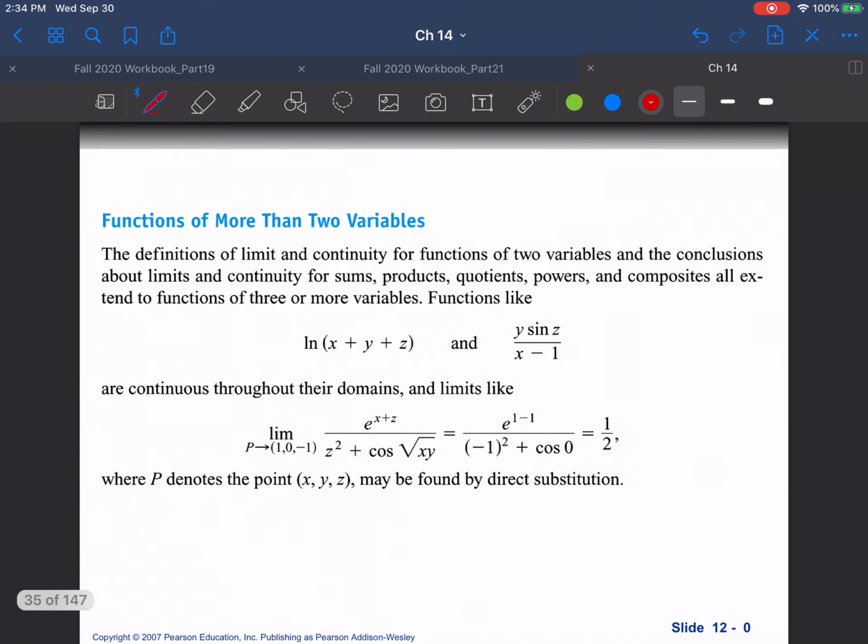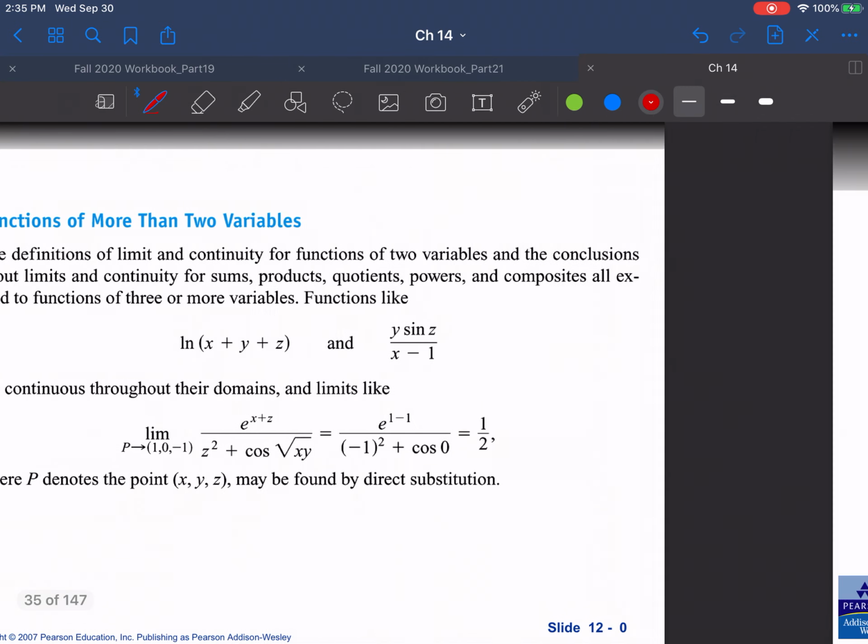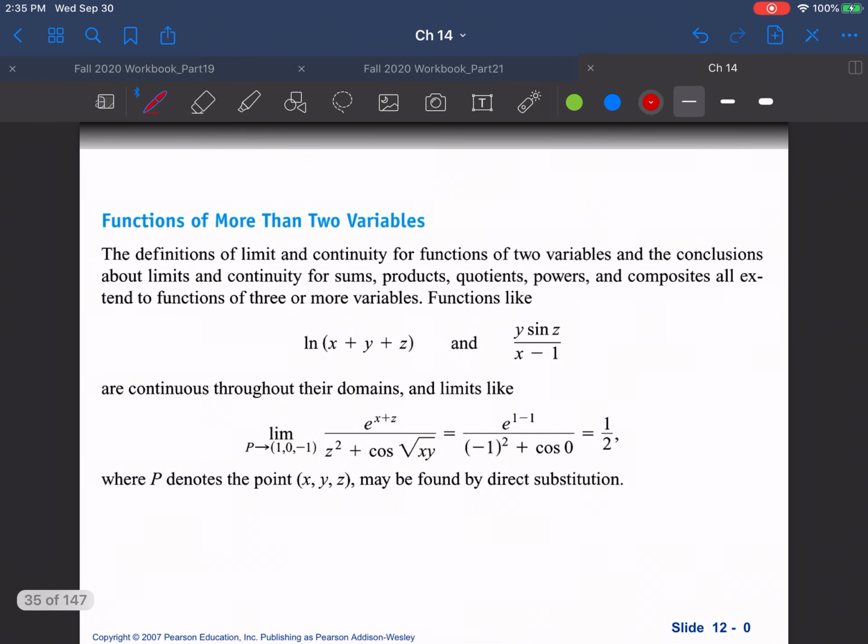Okay, and then I think this is our last page. Yep. So here, functions of more than two variables. Basically, this is just going to tell us that the stuff we did extends out to more than two variables. So the definitions of limits and continuity for functions of two variables, and the conclusions about limits and continuity for sums, products, quotients, powers, all that stuff, all extend to three or more variables. And then there are just a few little examples there of it extending out. Okay, that's pretty much it for this section.